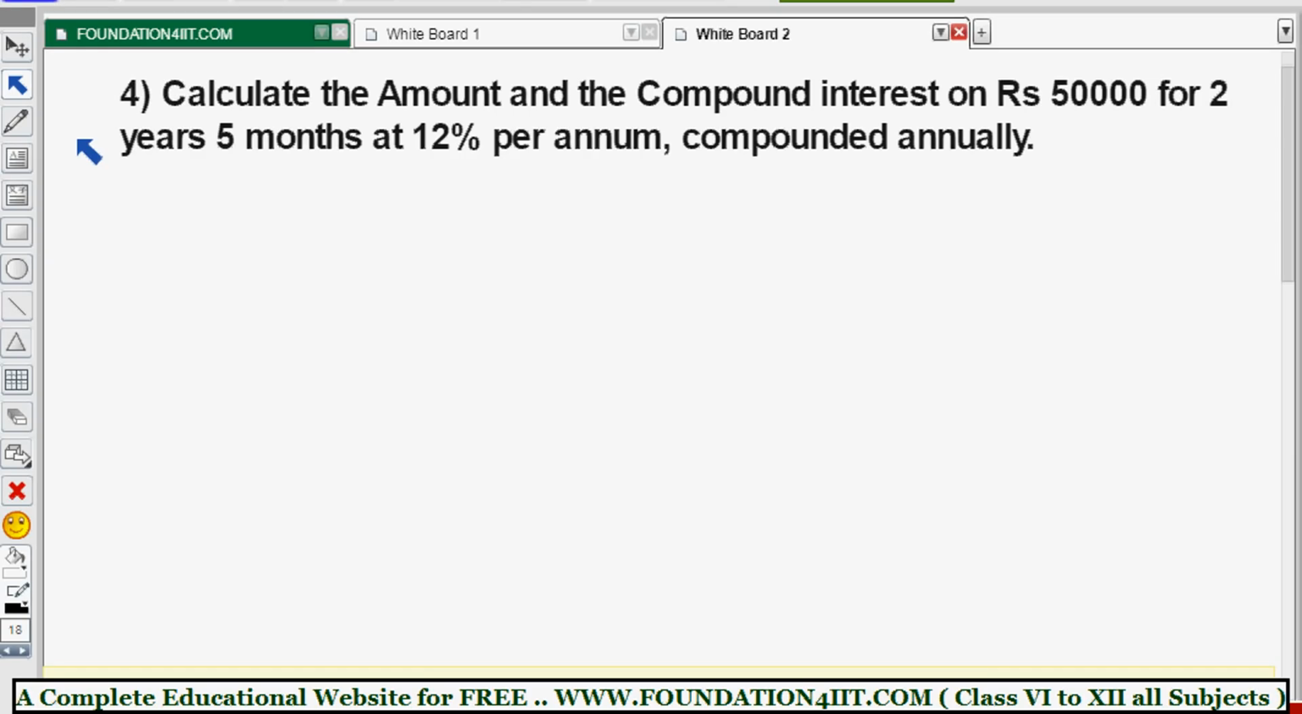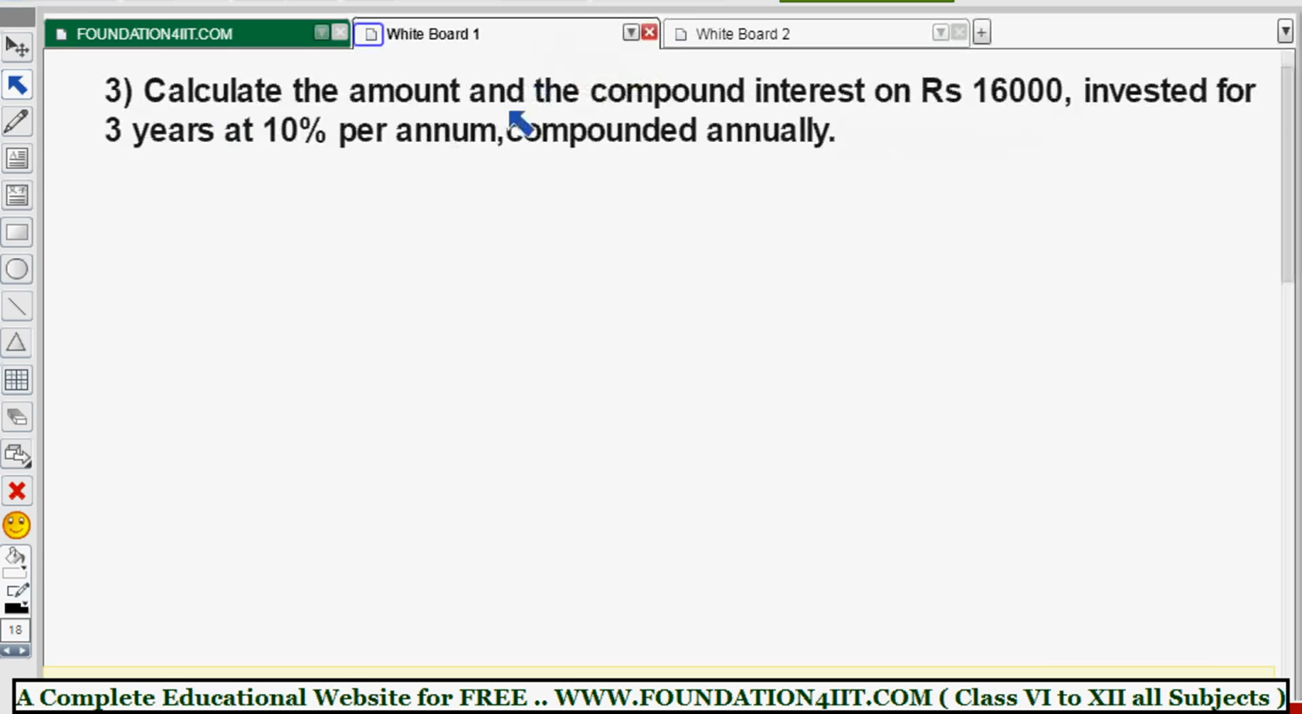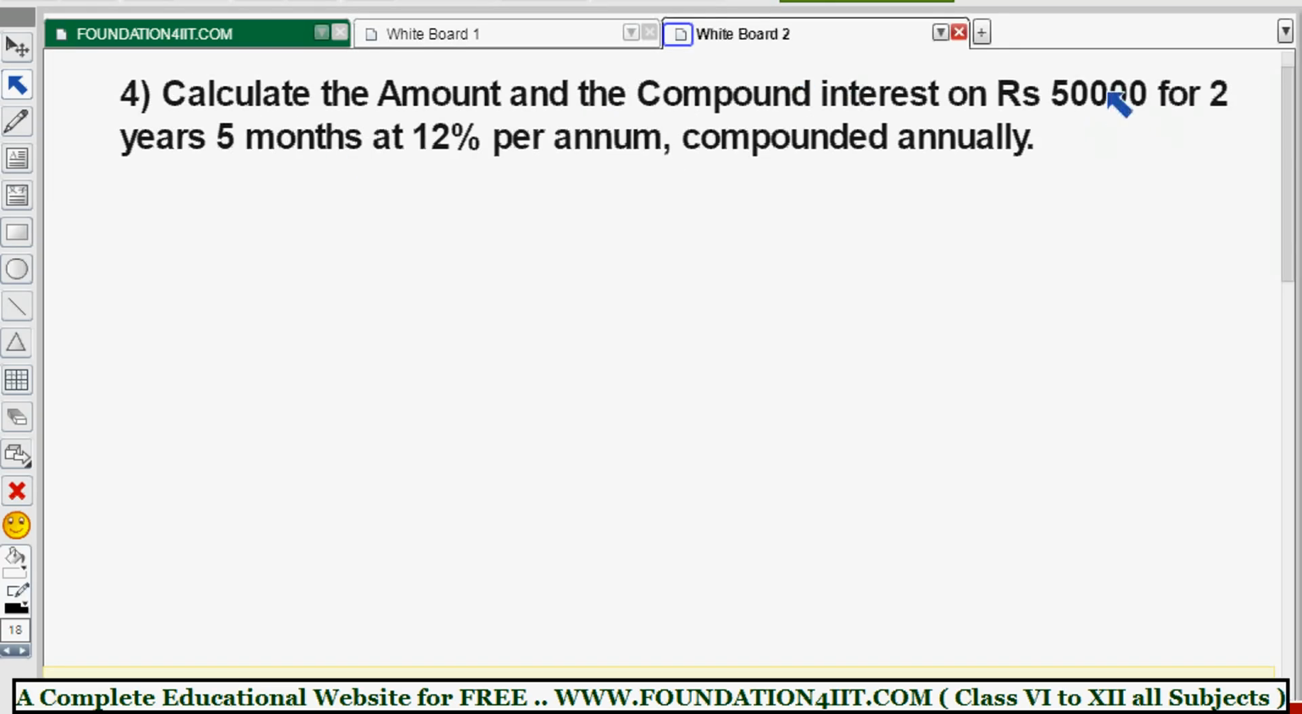So let's solve few more questions. Here we need to find out the compound interest, but without formula we are doing. When you are given 2 years 5 months, so not exact number of years, some number of months also given. So how to solve? We'll see this problem first, then we'll go to that. Calculate amount and compound interest on 16,000 invested for 3 years at 10% per annum compounded annually, right? First we will solve this. Then the next problem, when 2 years 5 months, how to solve without using any compound interest formula, right?